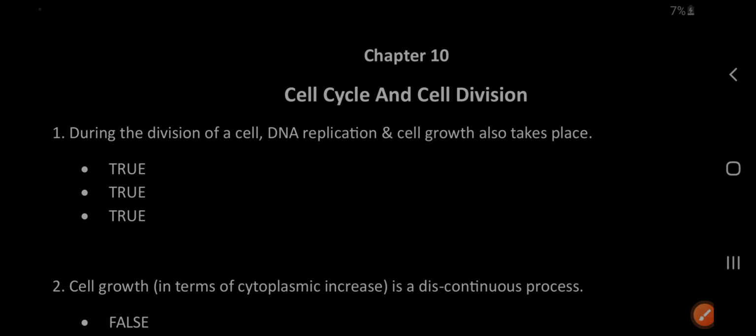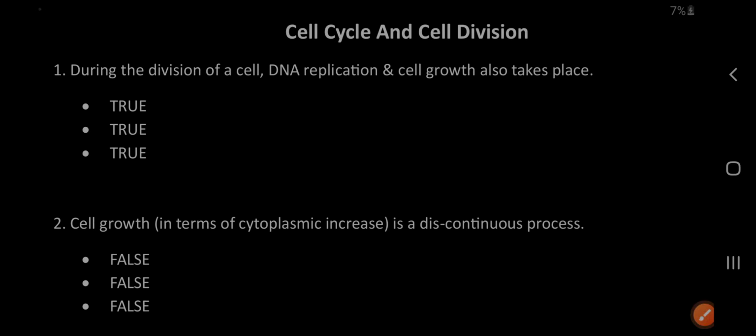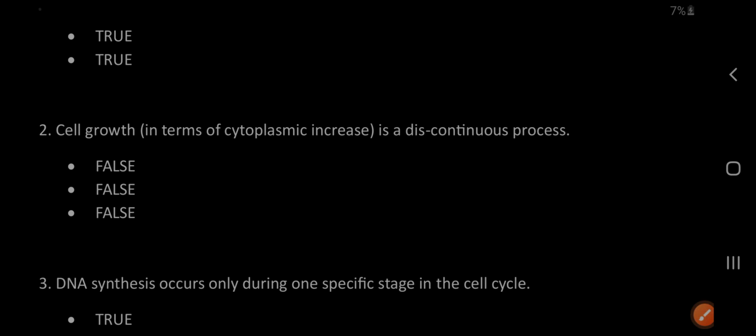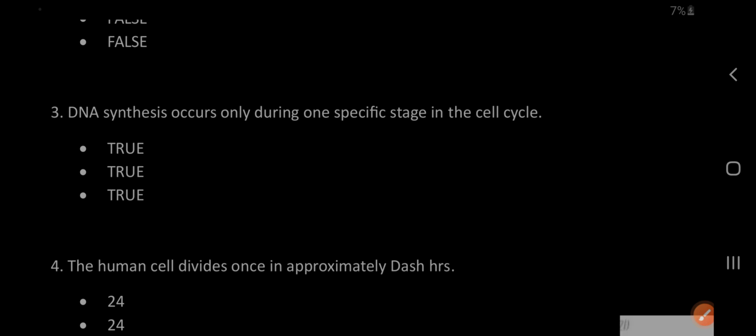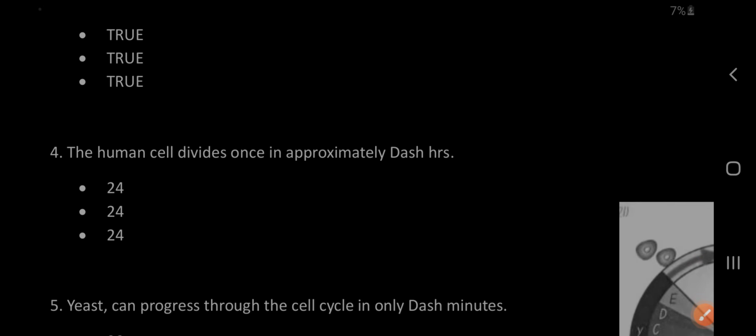True. Cell growth in terms of cytoplasmic increase is a discontinuous process. False. DNA synthesis occurs only during one specific stage in the cell cycle. True. The human cell divides once in approximately dash hours. 24 hours.